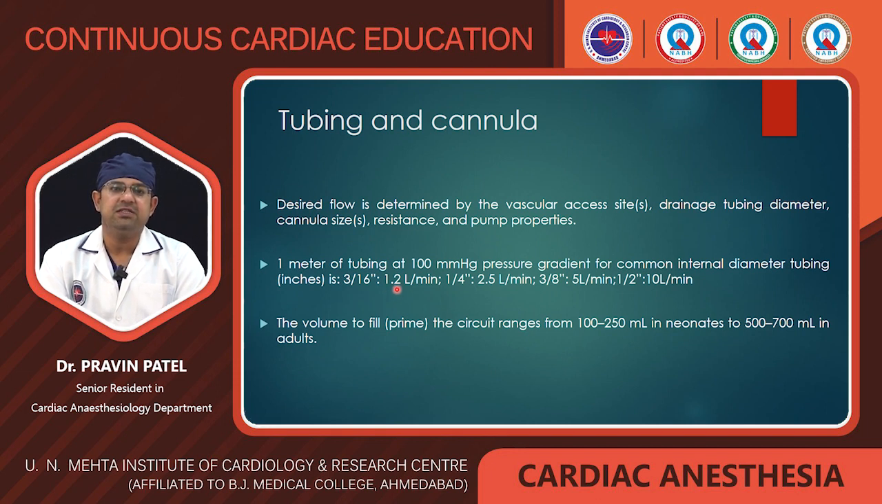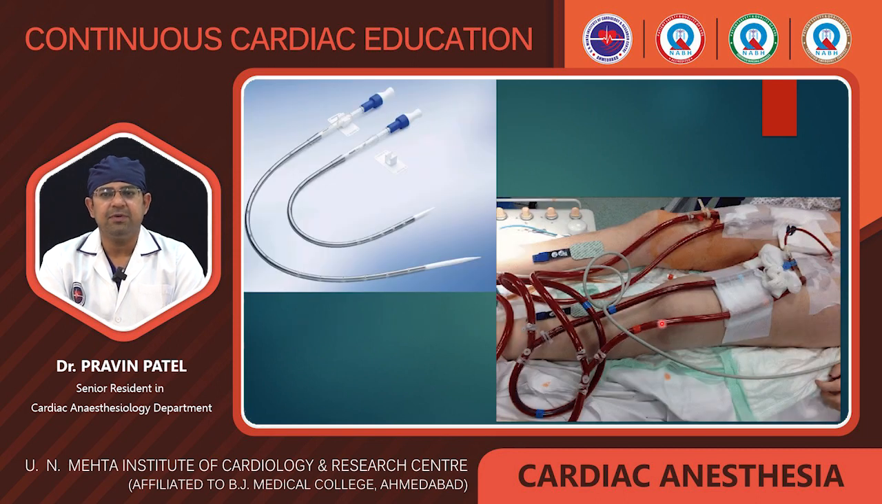Like in 3 by 16 inch, the flow rate is 1.2 liter per minute, and in 1 by 4 inch, 2.5 liter per minute. This is on an average. 3 by 8 inch is what we use in most adult patients, with a flow of 5 liter per minute, and 1 by 2 inch is for a 10 liter per minute flow rate. The volume to fill or prime the circuit or the tubings ranges from 100 to 250 ml in neonates and 500 to 700 ml in adults. These are the various tubings. This is basically a VA ECMO, where one tubing acts as a drainage system and another acts as a return system.